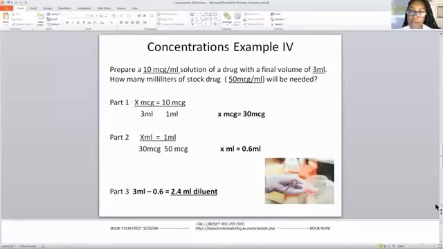Okay, concentration example number 4. All right, now, the 3rd time was the charm. The 4th time is the last time, and if you don't get it right this 4th time, you might need to call me and schedule some time.